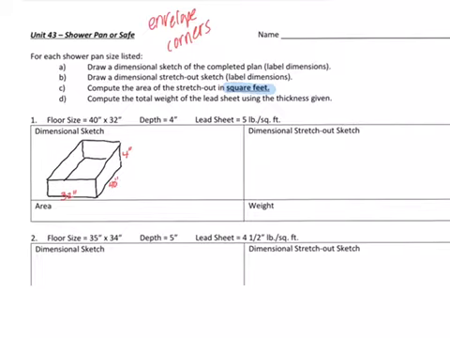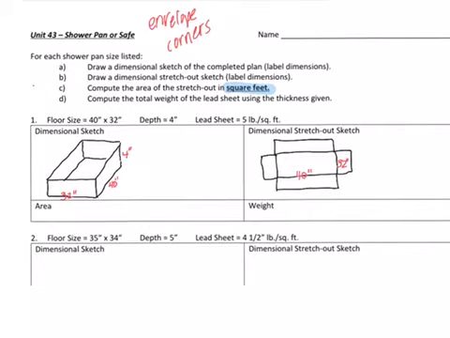So I'm going to draw the dimensional stretch out sketch next, and we'll talk just a little bit more about it. So if I have my floor, here's my floor, and we were told the floor was 40 by 32, and it looks like that's the longer side, so I'm going to say 40 by 32. Now visualize for a minute that your side walls are all going to be folded flat down. So if I fold flat down, I'm going to get this wall, this wall, this wall, this wall.